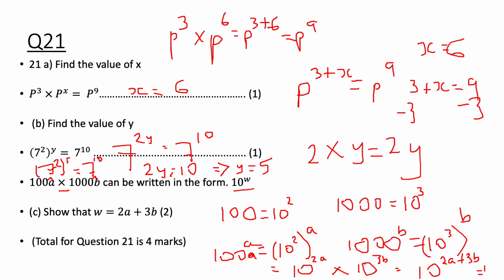which equals 10 to the w, okay, and therefore that implies that w, let's just do it in a green pen. So w is going to equal 2a plus 3b. And that is my final answer for part C. So I've shown that w is 2a plus 3b. Okay? So that is that question there.